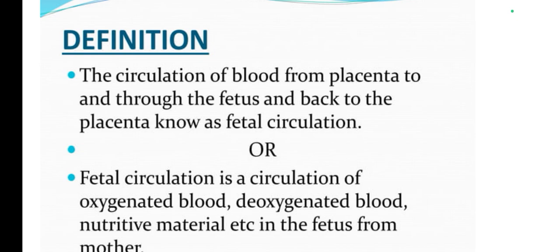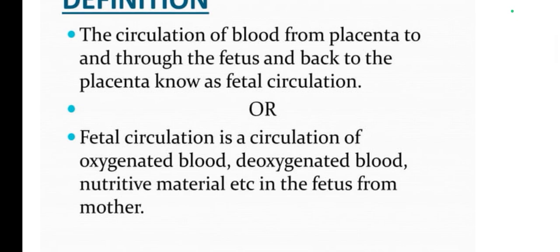Definition. The circulation of blood from the placenta through the fetus and back to the placenta is known as fetal circulation. The second definition is that fetal circulation is the circulation of oxygenated blood, deoxygenated blood, nutritive material, etc. in the fetus from the mother.